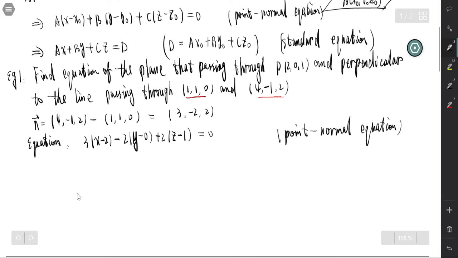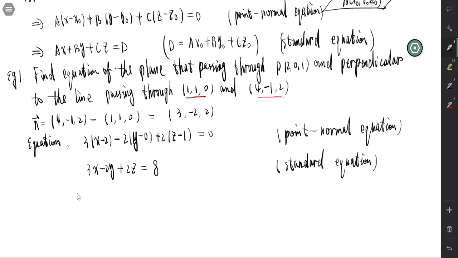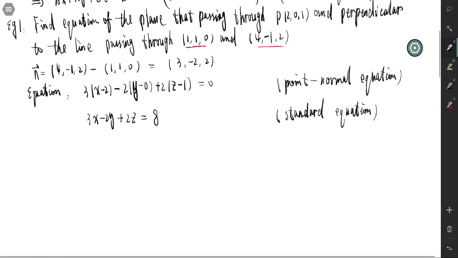And if we expand the brackets, we have 3x minus 2y plus 2z equals 6 plus 2, moving to the right we change the sign. That's 3x minus 2y plus 2z equals 8. This is the standard equation. That's the equation of a plane, given the point and the normal vector.